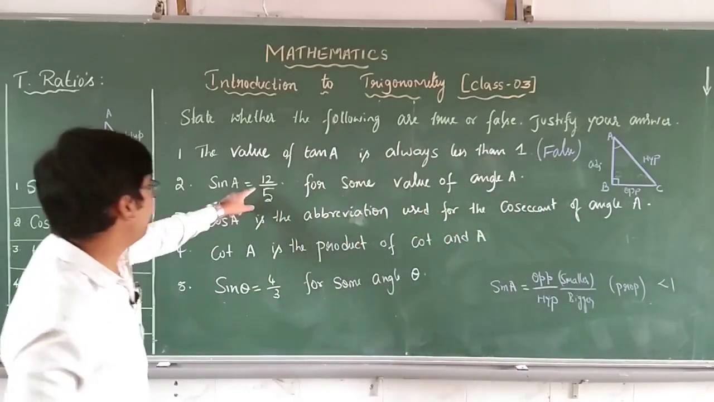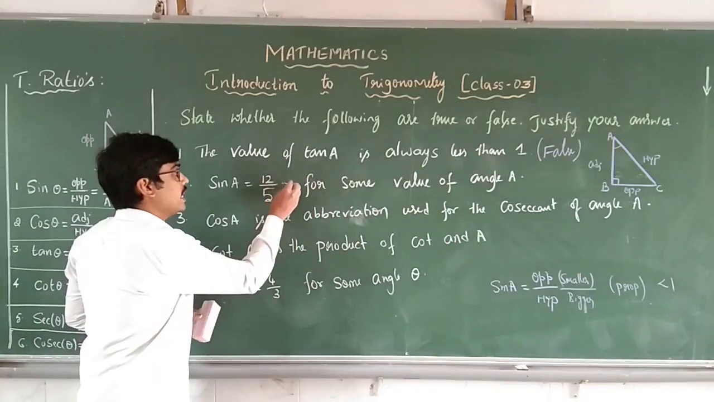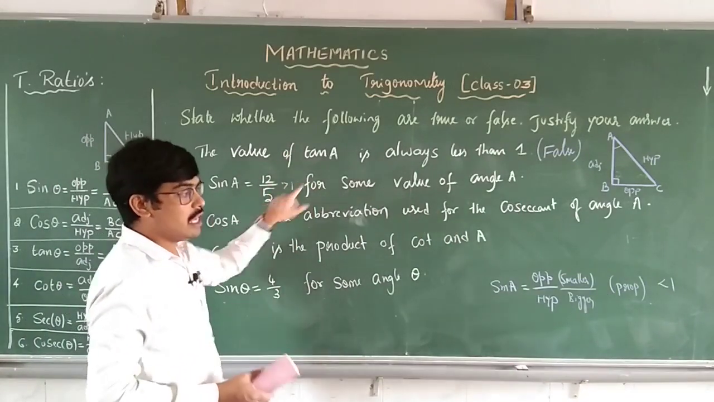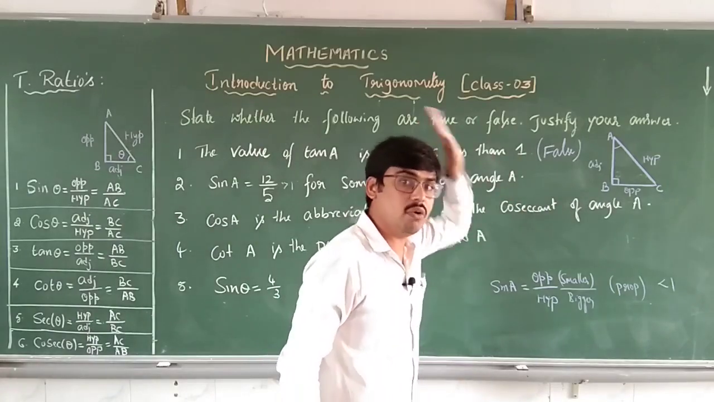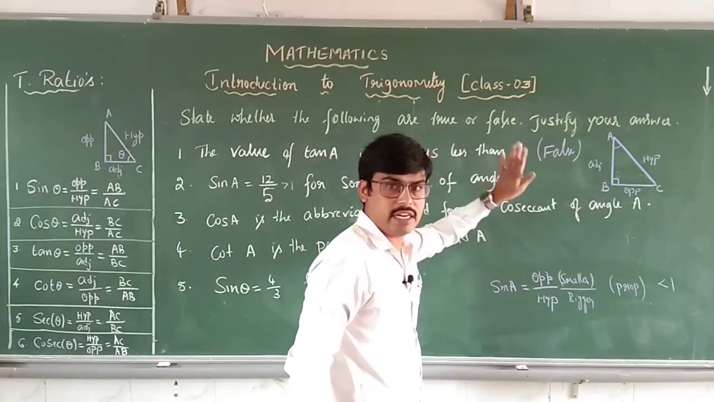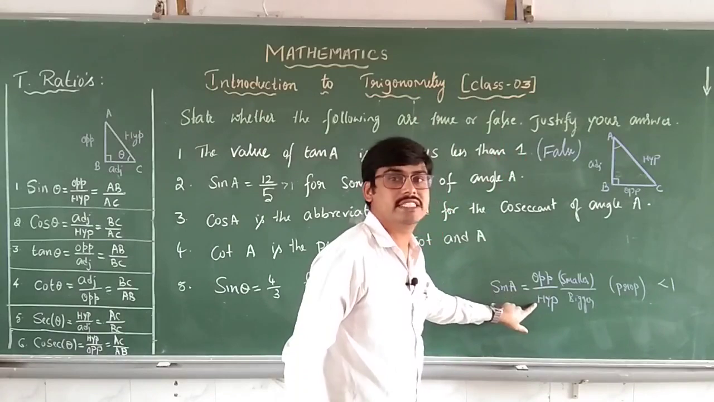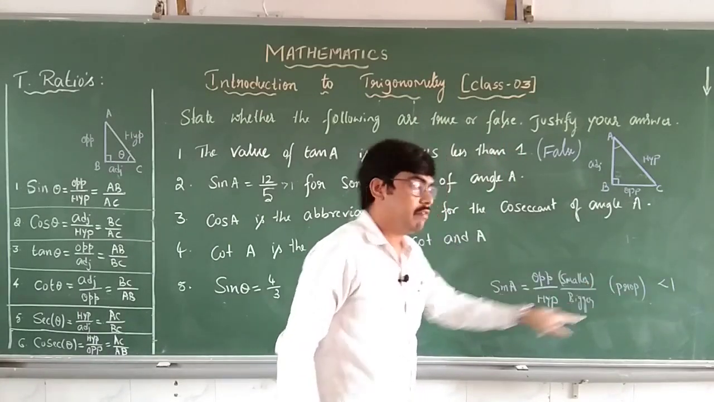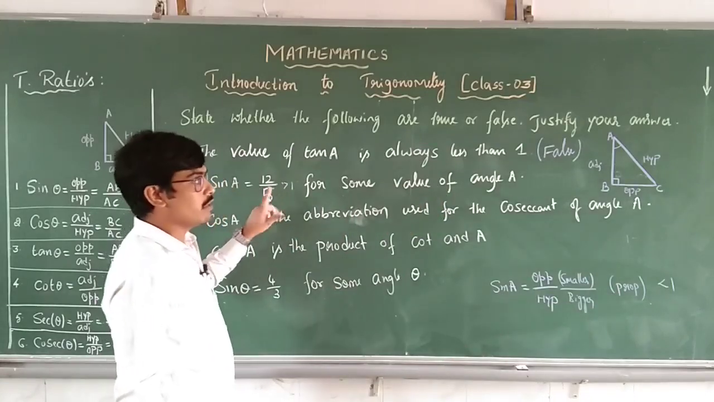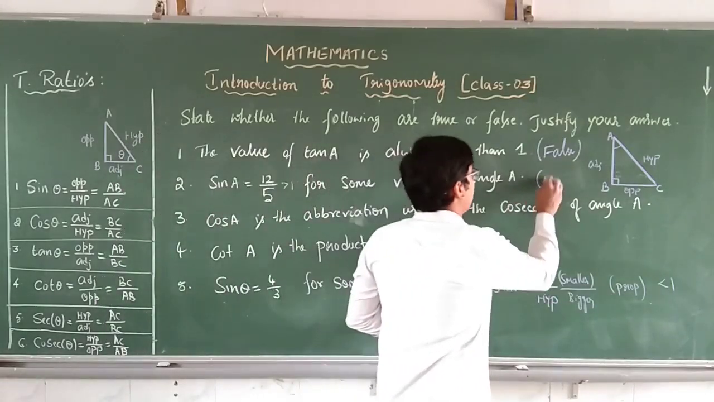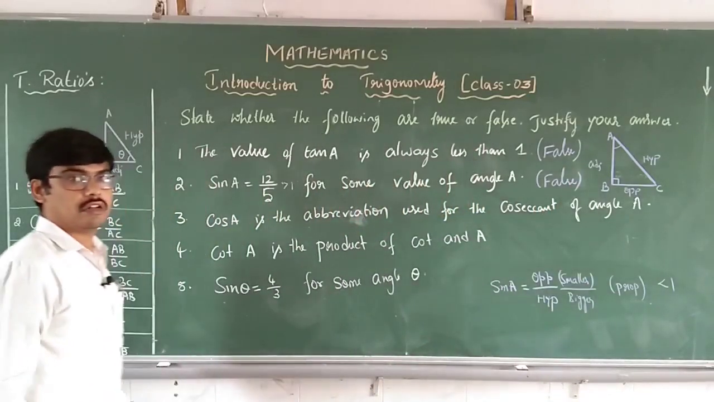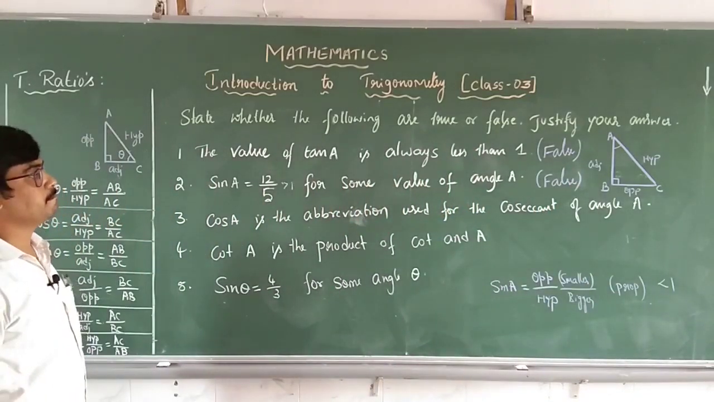What have they given here? 12/5, which is greater than 1. What is our justification? 12/5 is greater than 1, but in no right angle triangle is the hypotenuse side smaller; it is always bigger. So it becomes a proper fraction and the value will be less than 1. But since they have given more than 1, again this is also a false statement.